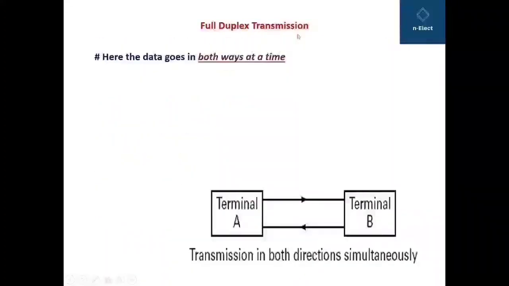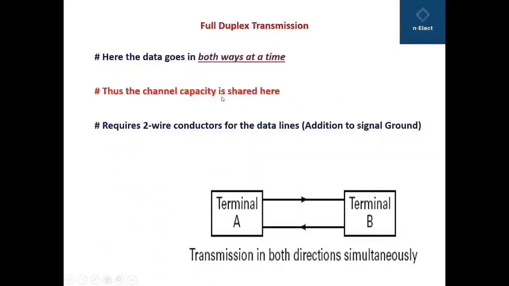While in full duplex transmission, a very common example I can give is mobile communication, video conferencing, where both the terminals at a time can send or receive the data, that is transmission in both directions simultaneously. So here the data goes in both ways at a time. Thus the channel capacity is in a shared mode.